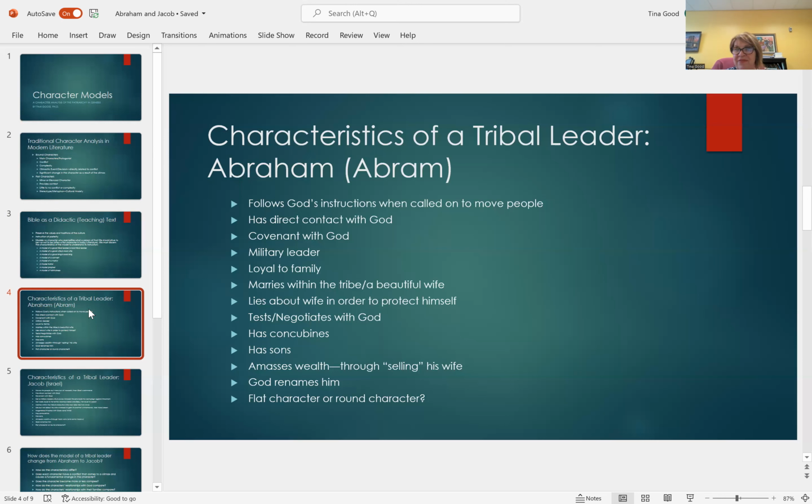Is he a flat character? Is he a round character? What does the character of Abraham mean to teach us?